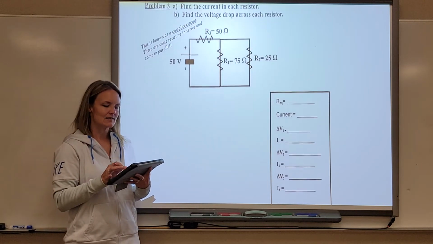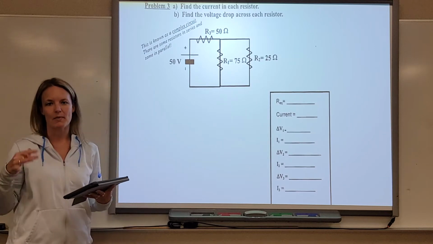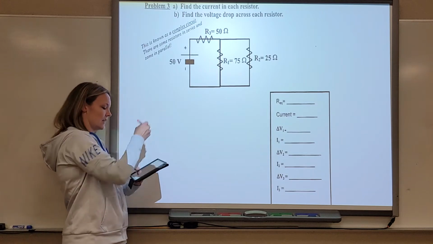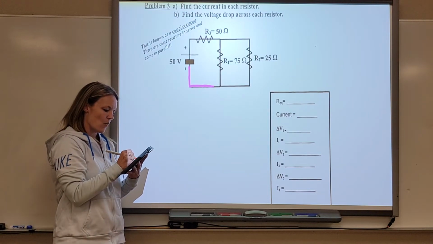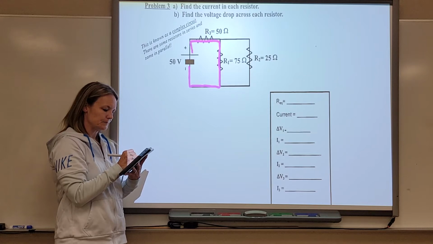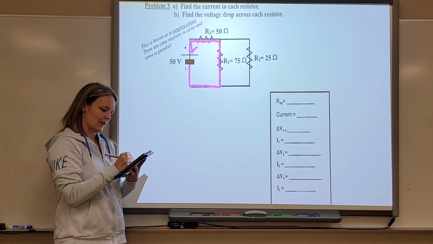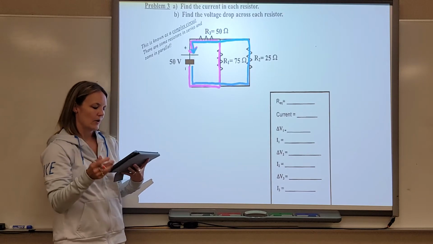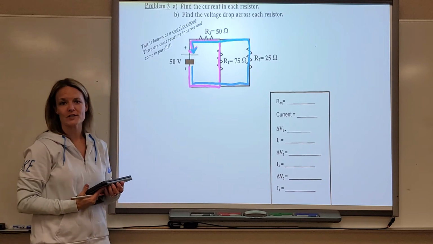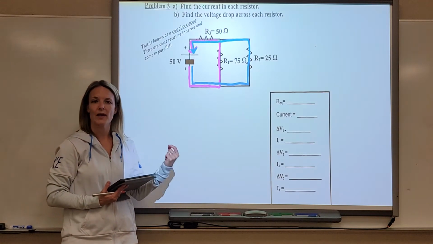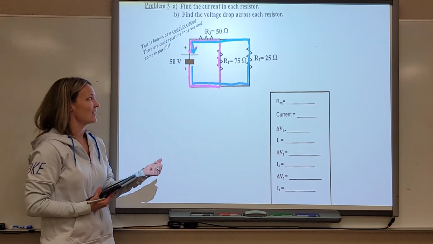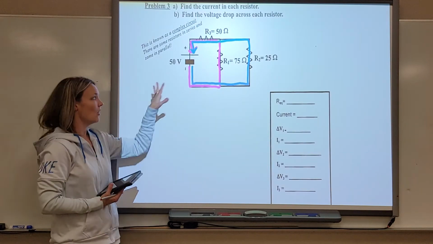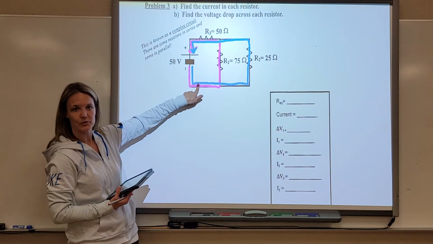I always use colors and run my current through to see how many paths there are. You start at the negative and move away from the negative. One path is the pink one, and a second path is the blue one. What I have to figure out first is which resistors are parallel and which are series. Series means it gets all the current. All the current is both pink and blue.